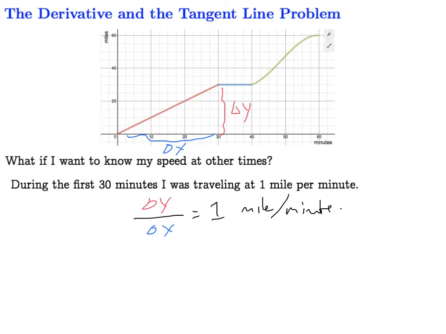But a natural question is, how do I figure out the slope on the curvy part? So if I look over on the green section of my graph here, and say I want to know, how fast was I going at time 50 minutes? Well, the problem here is that my graph isn't straight anymore. It's not a straight line. So what we need to do is come up with a way that makes sense out of the idea of slope along a curve and what happens there.